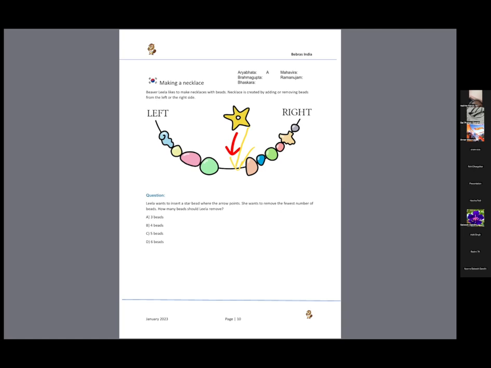Right side. Two beads. Right side. Two, two beads. Yes, sir.